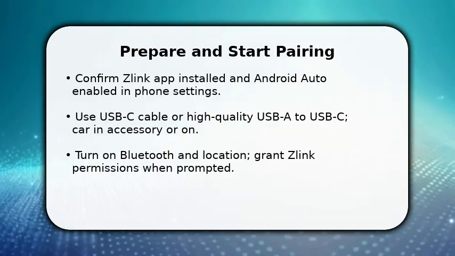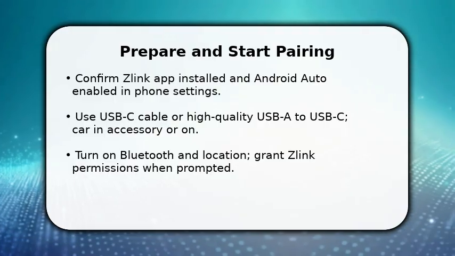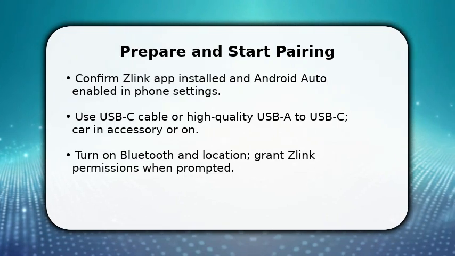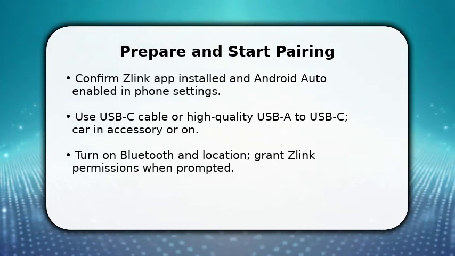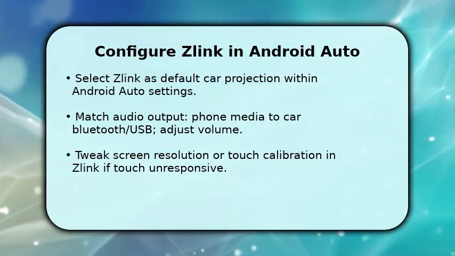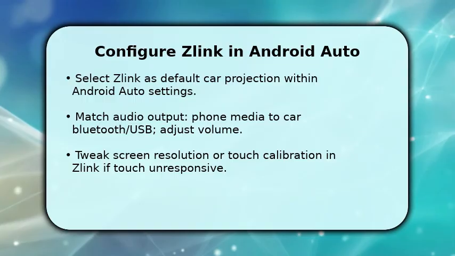Next, confirm Bluetooth is active because initial device discovery often uses it. Keep the phone unlocked while the apps exchange data so the process completes smoothly. Once connected, open Android Auto settings and choose ZLink as the projection app so the car launches it automatically.